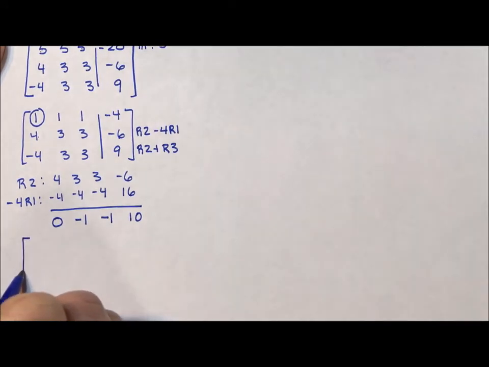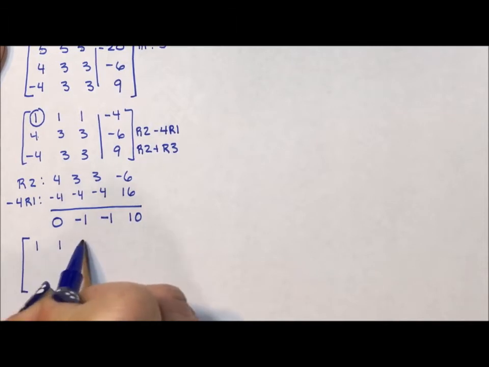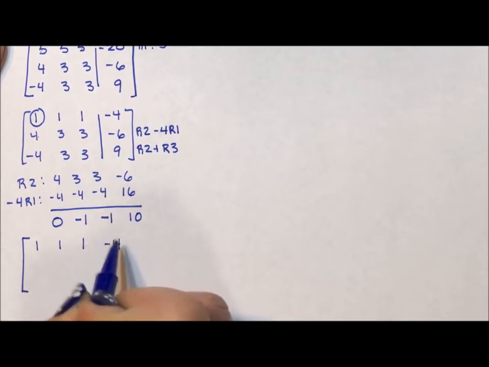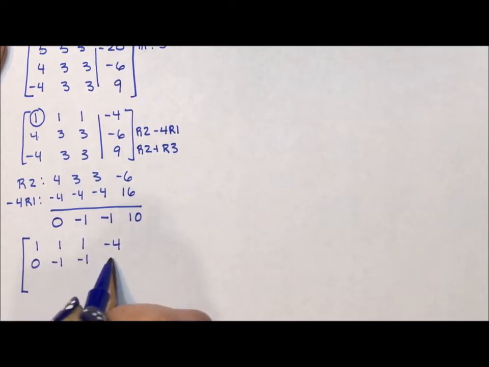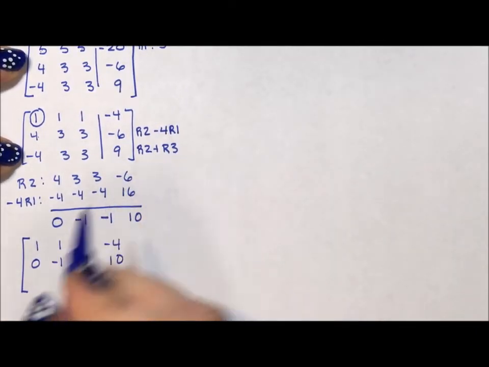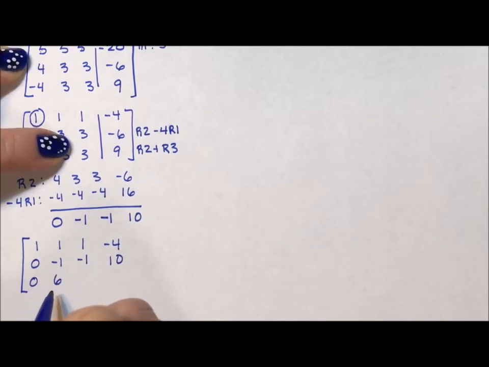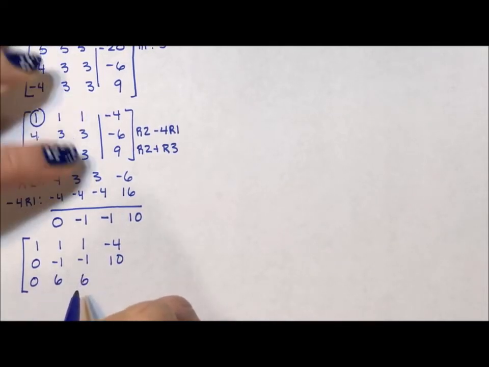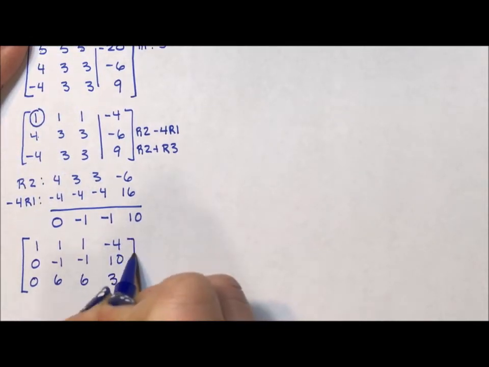So I'm going to start building my matrix, knowing that adding these, I don't need to rewrite it. My first row is 1, 1, 1, negative 4. My second row, I'm going to replace with what I just calculated, 0, negative 1, negative 1, 10. And my last row, I'm going to add. So 4 plus negative 4 is 0. 3 plus 3 is 6. 3 plus 3 is 6. And negative 6 plus 9 is 3.